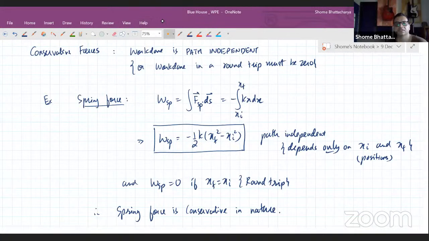Okay, so this is also another important example of conservative force. Just make a note of this, people. So while all constant forces are conservative, every force which is conservative need not be constant. There are examples of variable forces which are conservative also, and one example of that is the spring force.